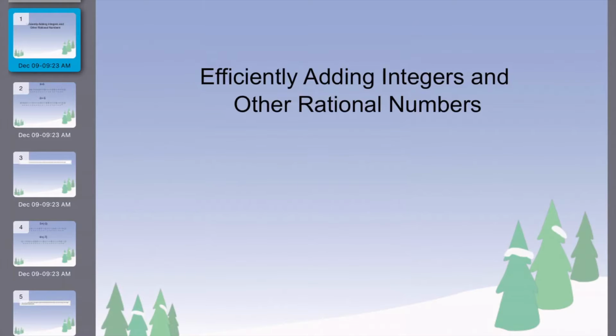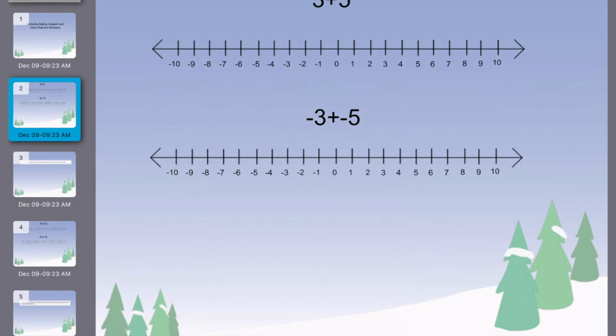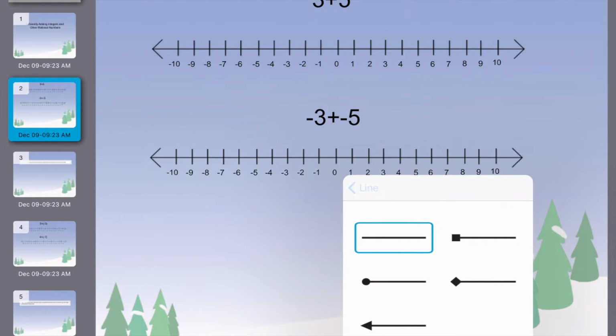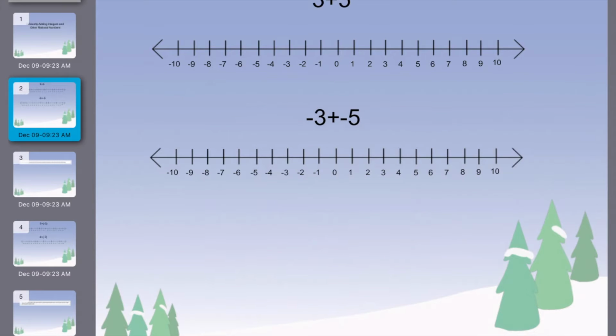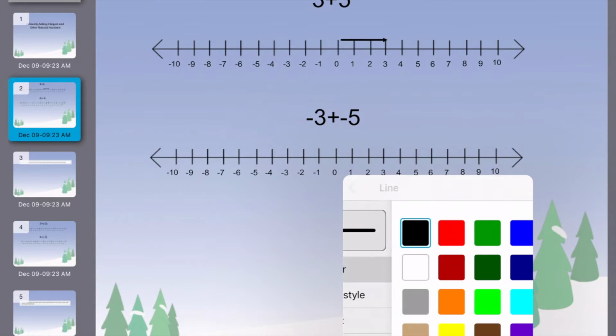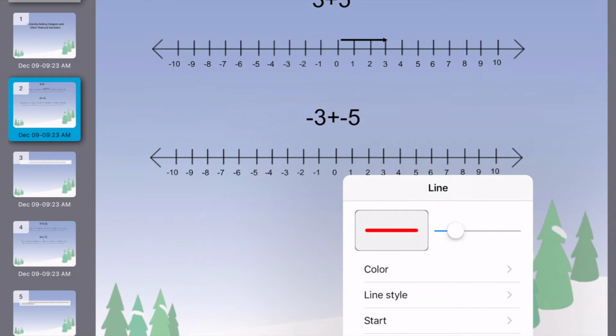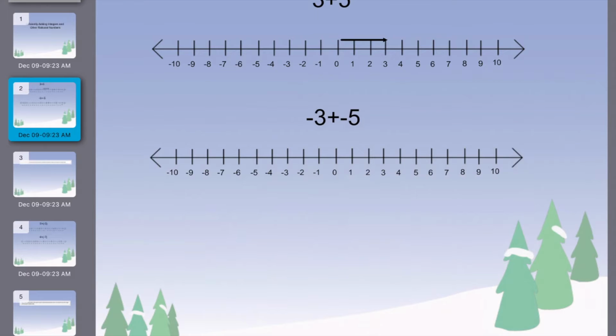All right, seventh grade. Today we're going to be talking about how we efficiently add integers and other rational numbers. So let's start out with an example here. I have 3 plus 5. So I'm actually going to use my arrows like I'm supposed to. I go from 0 to 3. Then I'm going to change the color and make these a little bit bigger too. And then I have to add another 5 on top of that. I need to go another 5, so I'm going to end at 8.